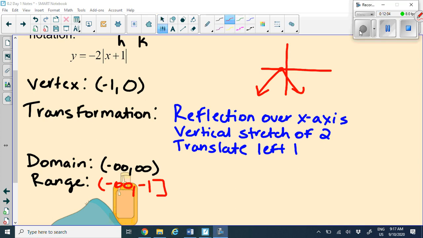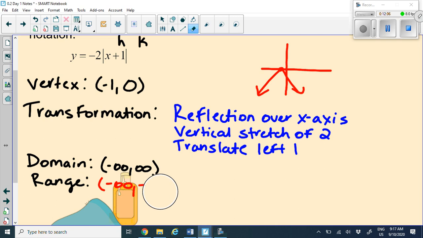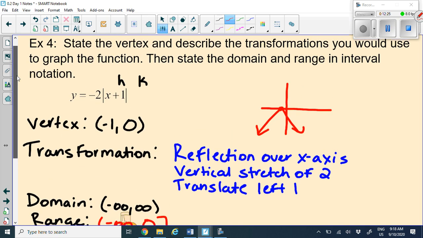Hey guys, I just realized I made a mistake. For the range, it shouldn't be -1 because that's our x value. It should actually be 0 because that's our y value. So let me restate that again. For range, we do go from -infinity, but it actually should be 0 because that's the y value. -1 is the x. That was my fault. I'm sorry about that.